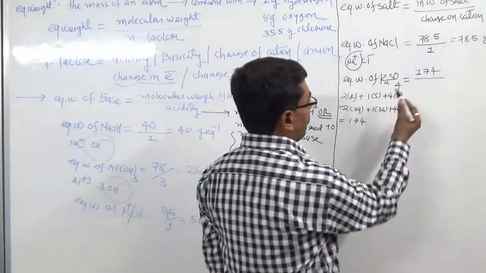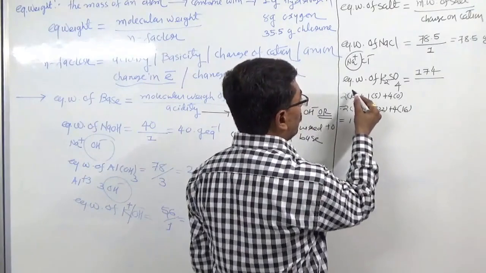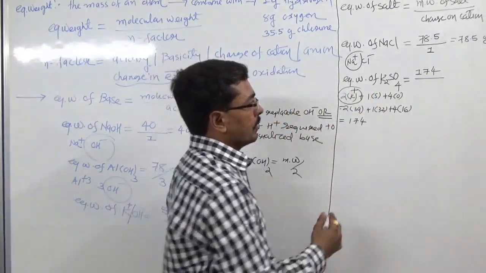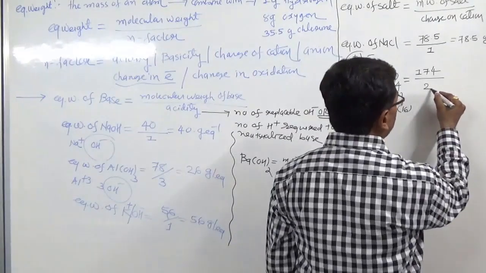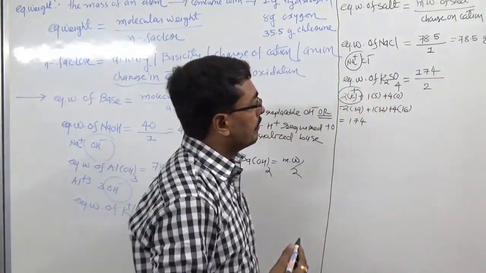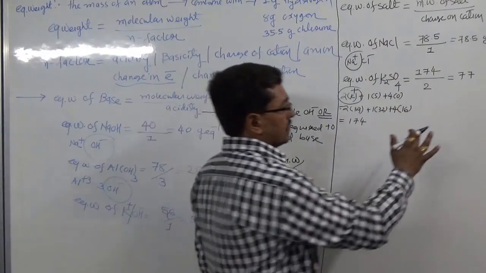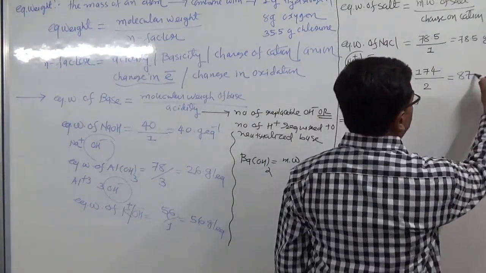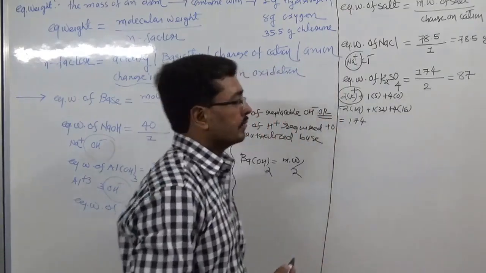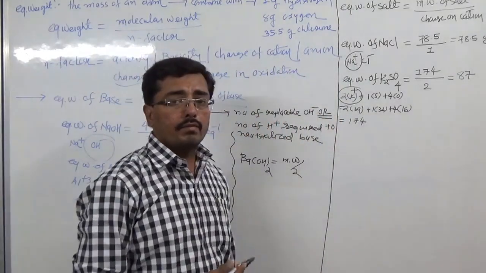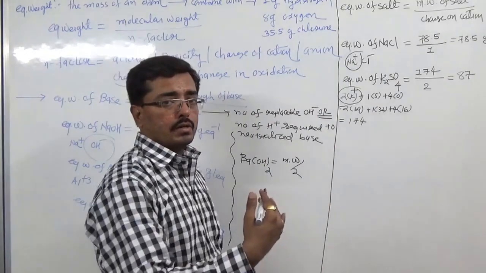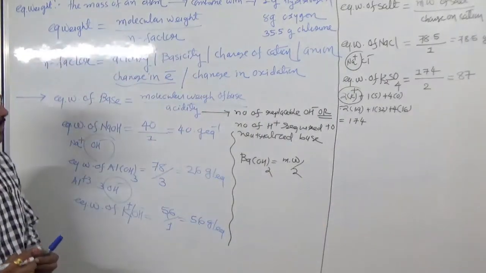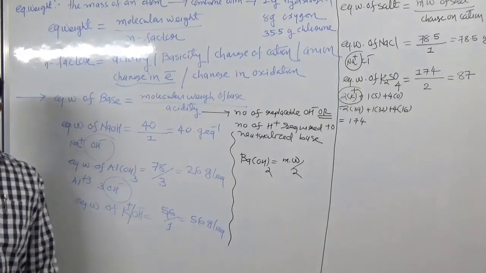In the formula of potassium sulfate there are 2 potassiums and the charge on potassium is +1, so for 2 potassium the charge on cation will be 2. So 174 divided by 2, by simplification, the equivalent weight will be 87 gram per mole. In this way you can find the equivalent weight of any type of salt using this method. Now we want to find the equivalent weight of KMnO4.